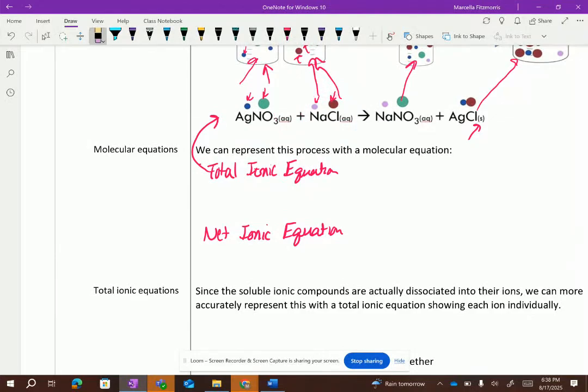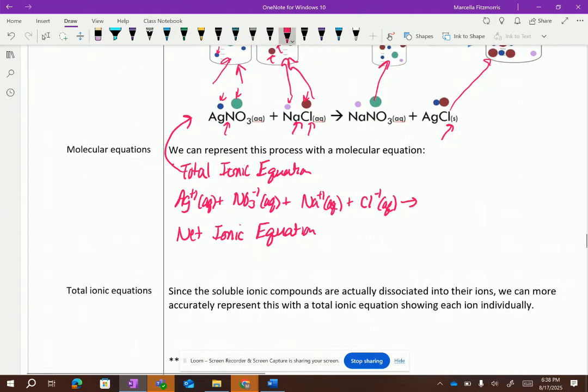So we simply take this Ag and NO3, and there's one Ag, that's a +1 charge, that's aqueous. One NO3 that has a -1 charge, that's aqueous. We have one Na, that's a +1 and aqueous. We have one Cl, that's a -1 charge in aqueous. Whoops. Then we need to draw an arrow because now we're on the other side of the equation.